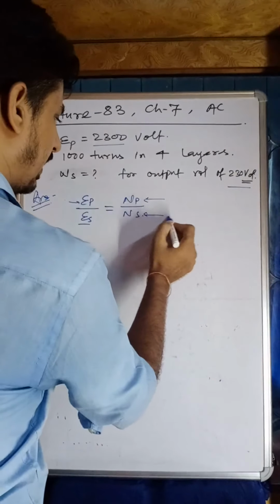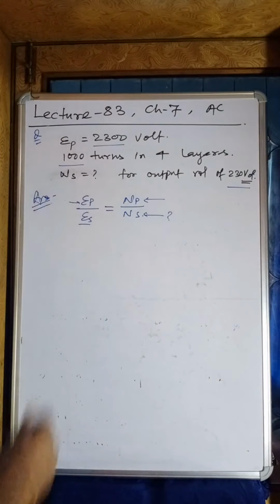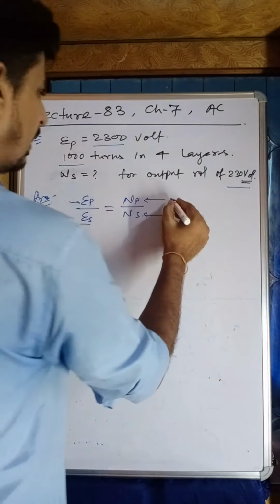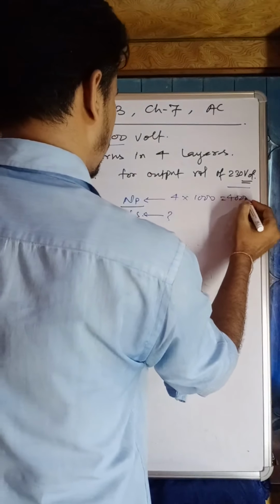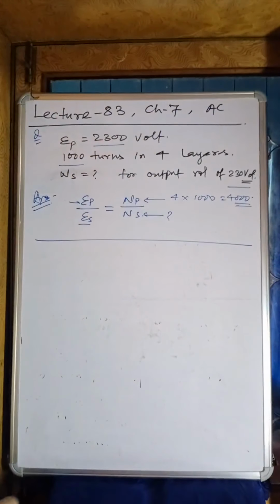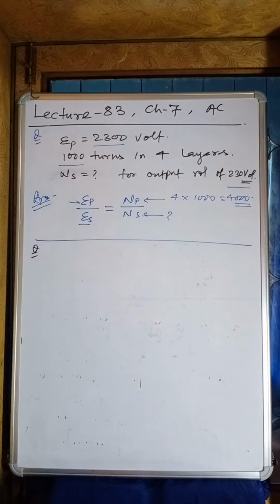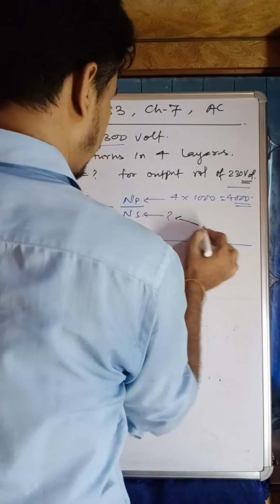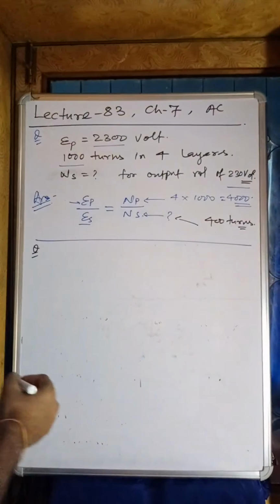Now, do we have the value of NP? Because we have to find the NS. Yes, we have the value of NP. Remember, students, here it is 1000 turns in 4 layers. It means NP will be 4 times 1000, which is 4000. Alright, putting all the values, my dear students, I hope you can solve this question. I think after solving, you will get 400 turns. You should solve by yourself.